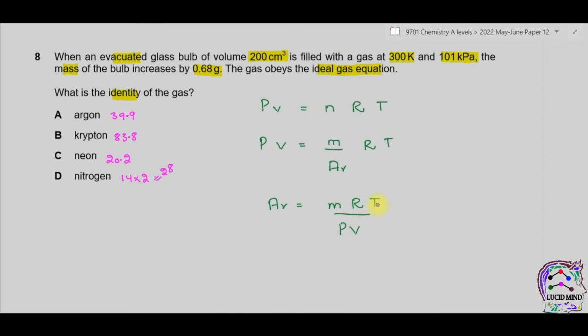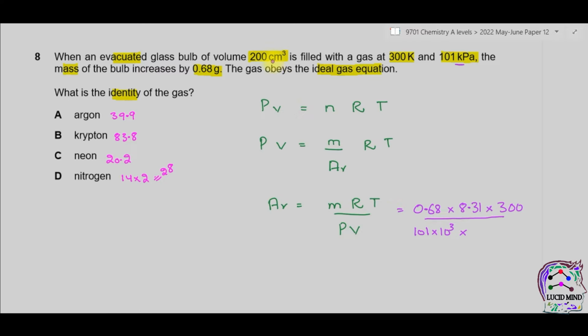Now putting in values, we have different values. Mass in grams is given, it is 0.68. R is 8.31, it is a constant. The value is given on the last page of this paper. Temperature is in Kelvin, so we have 300 for temperature. Now pressure should be in pascals. As it is in kilopascals, we can multiply it by 1000. So it will be 101 into 10 to the power 3.